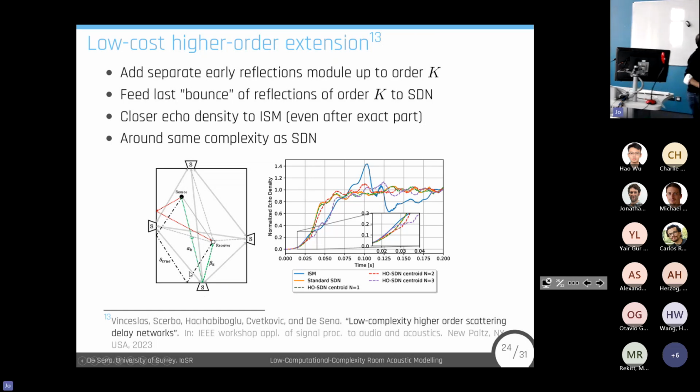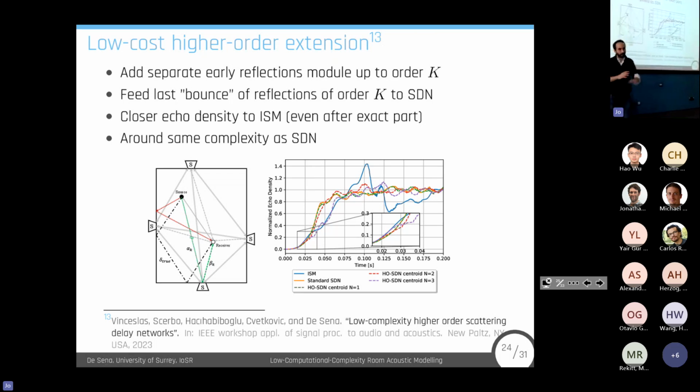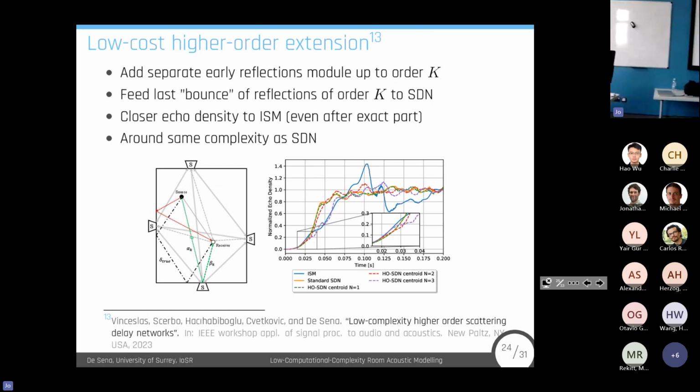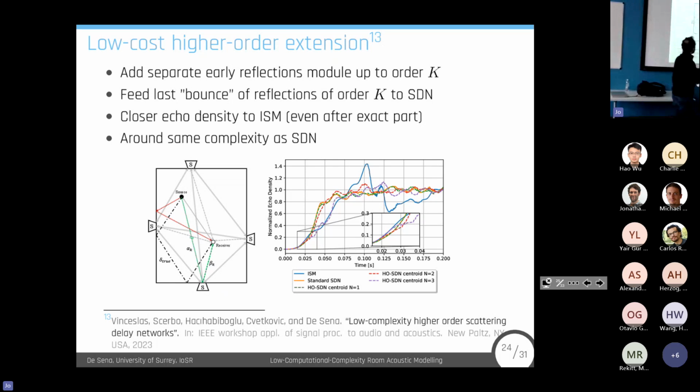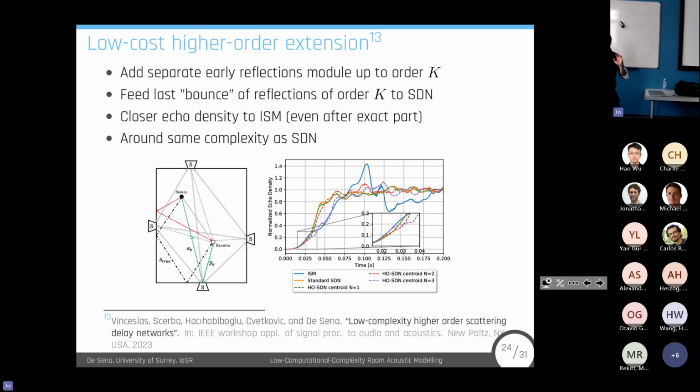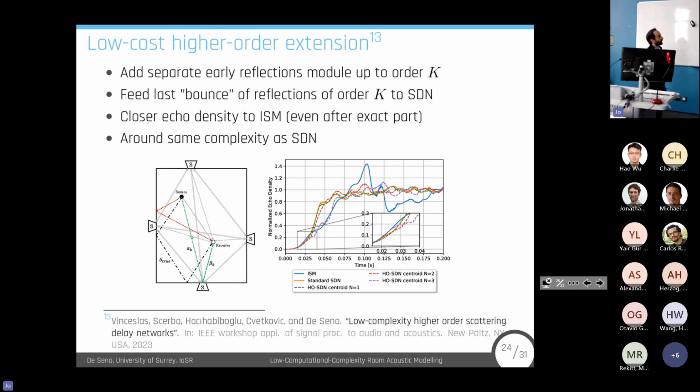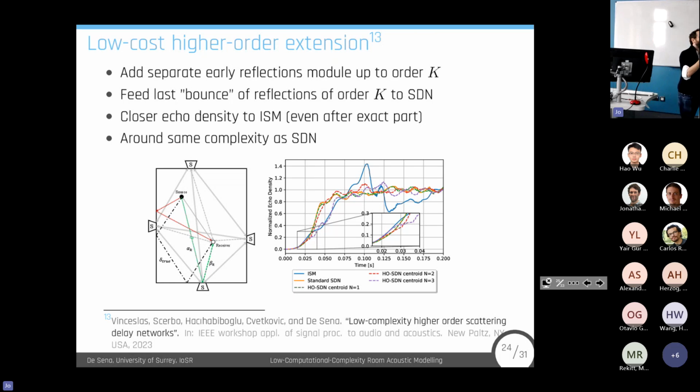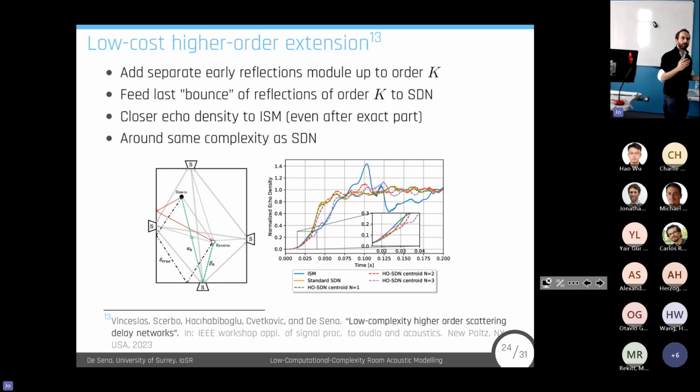Now, of course, because you have multiple second order reflections that have the last bounce on one wall, you need to take care of a few things. How do you then position the scattering node? We tried different approaches, and in the end, using the centroid of the last bounces for that wall seemed to work out okay. Also in this case, there are some peculiarities about how you handle attenuation and so on, but all details that you can find in the paper. And on the right hand side, the energy decay curves are very similar in this case, because that depends on the recirculation within the model. So it's not really affected, or not significantly, by exactly how you feed the network.